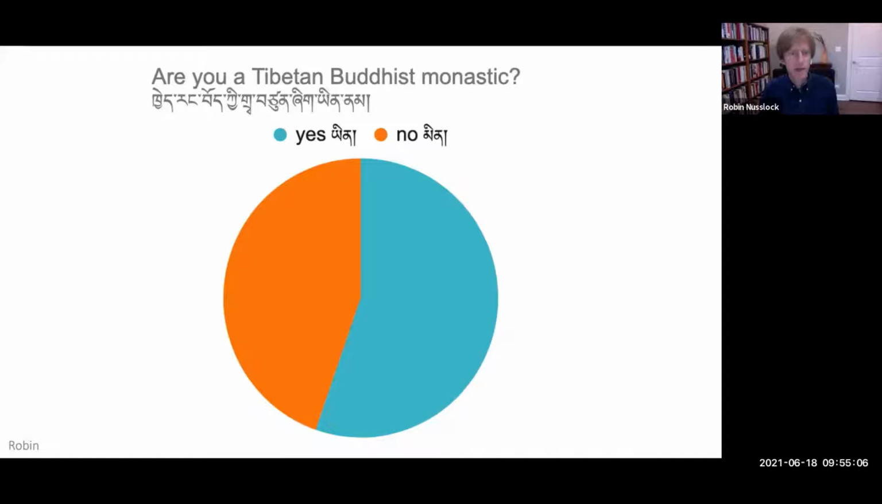And we can see here that we have a little bit more than 50% of monastics and a little less than 50% of people who are non-monastics.